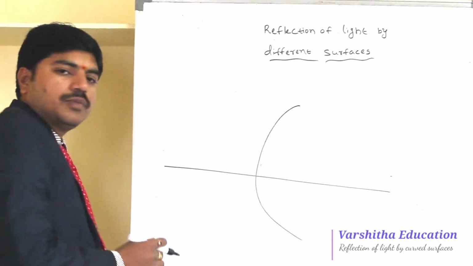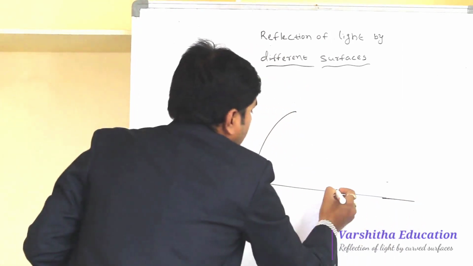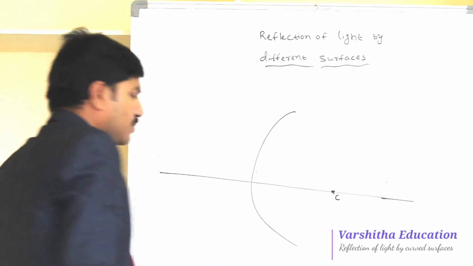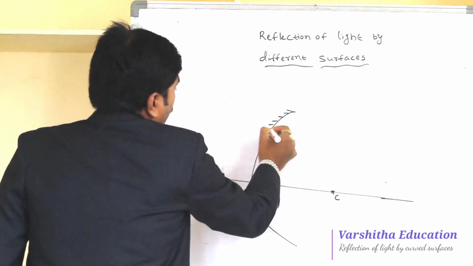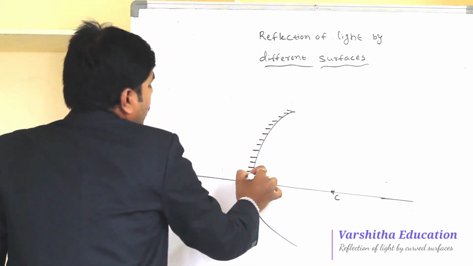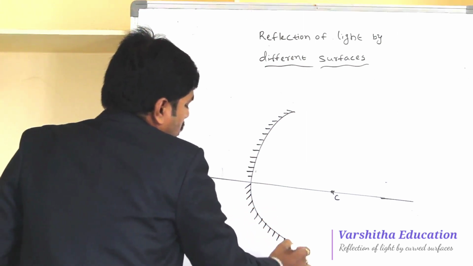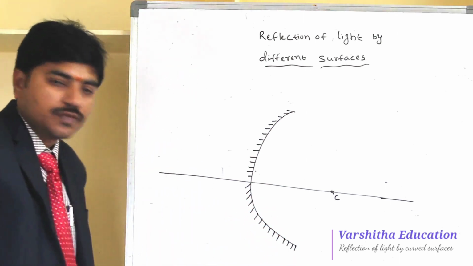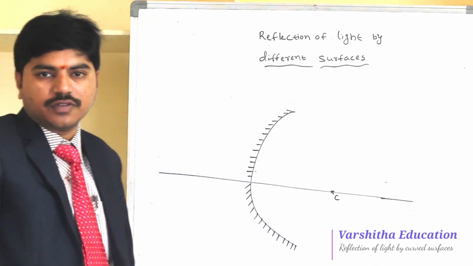Now it is a principal axis, and here, for example, I am going to imagine it is a center of curvature. Now here it is a concave surface, because the concave surface is right to make an image properly. So convex is not to make an image because of the reason. So convex is divergent and concave is convergent.